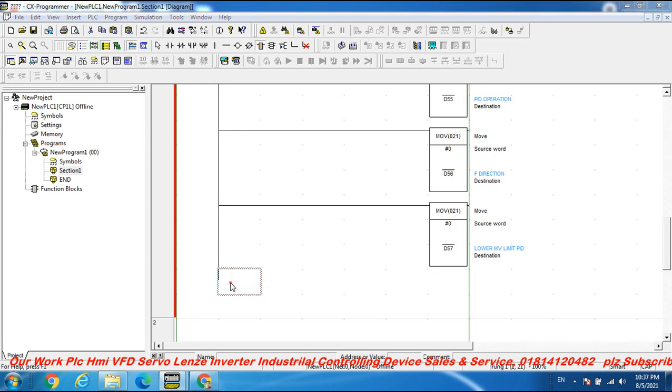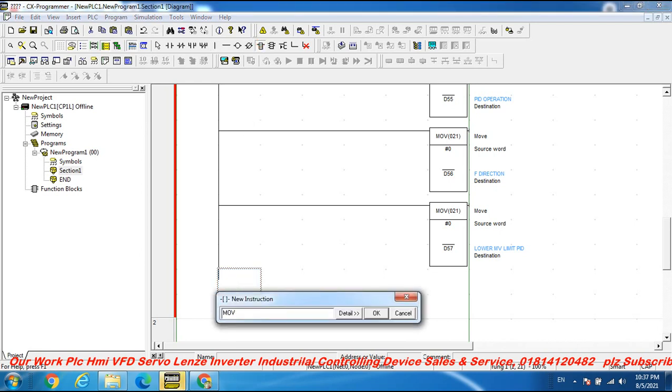Move function. Move hash 1000 and data register D58, upper MV, upper MV limit.